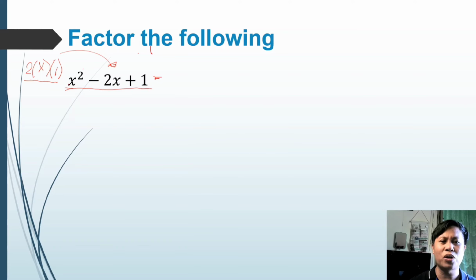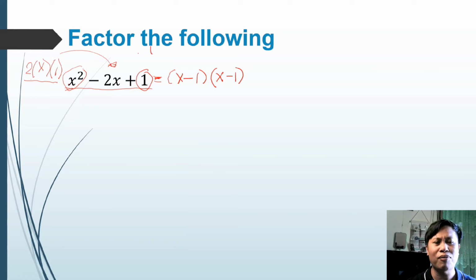So, how do we get its factors? Okay? Just take the square root of the first term. What is the square root of the first term? It is x. Then, copy the sign after the first term, minus. Then, the square root of the last term, 1. Then, you write that as is, meaning exactly the same. So, therefore, the factors of x squared minus 2x plus 1 are x minus 1 times x minus 1. Or we can write this as x minus 1 quantity squared.